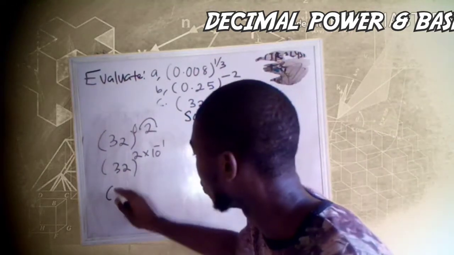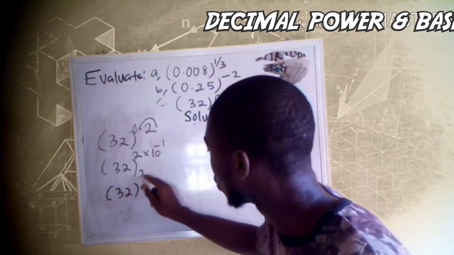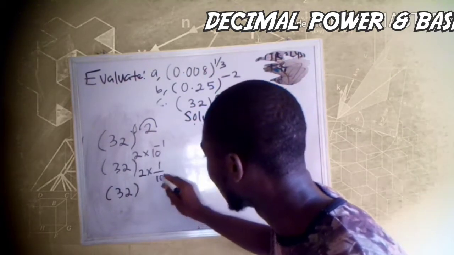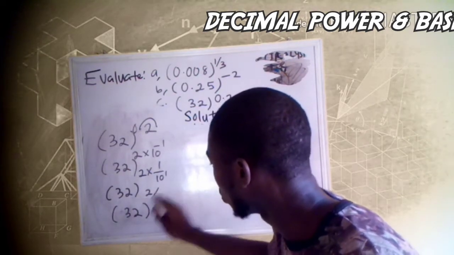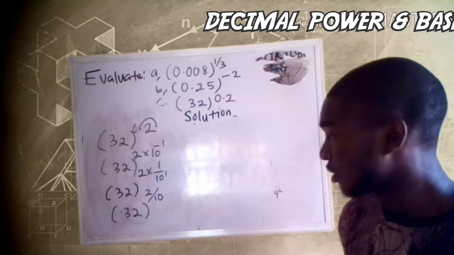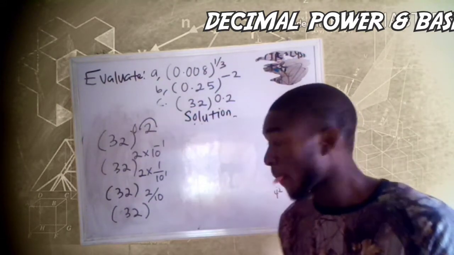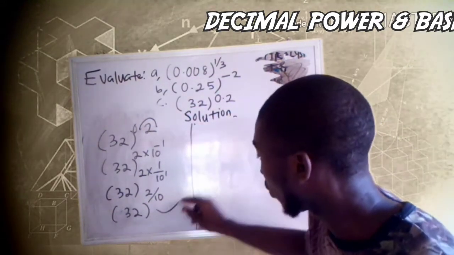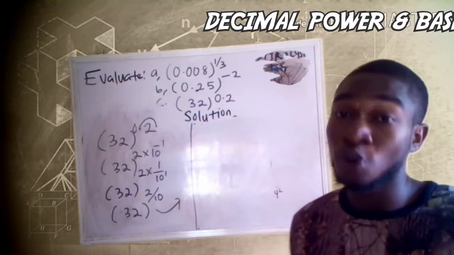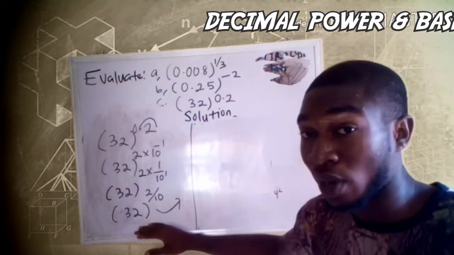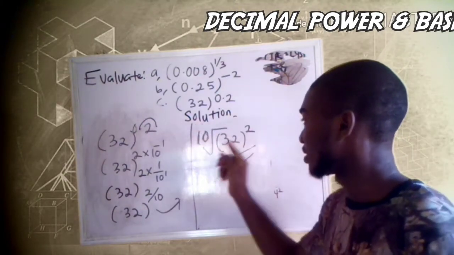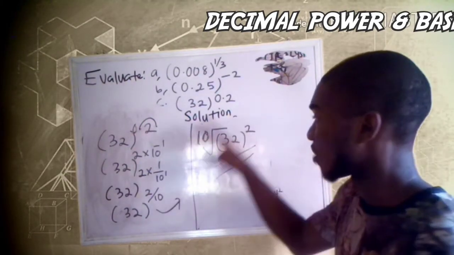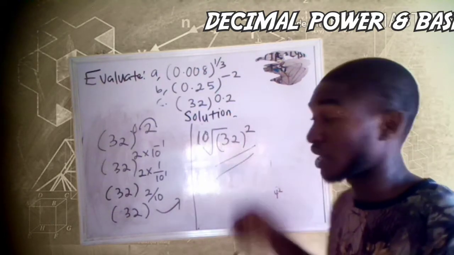So we now have 32 to the power of 2 times 1 over 10 raised to power 1. So we now have that 32 is equal to 2 to the power of 10. Hope we are okay. This is 2 to the power of 10. So we can now apply the fractional power. We have 2 over 10. Take the 10th root of 32, all to the power of 2. If we have a calculator, we can punch this and write the final answer.